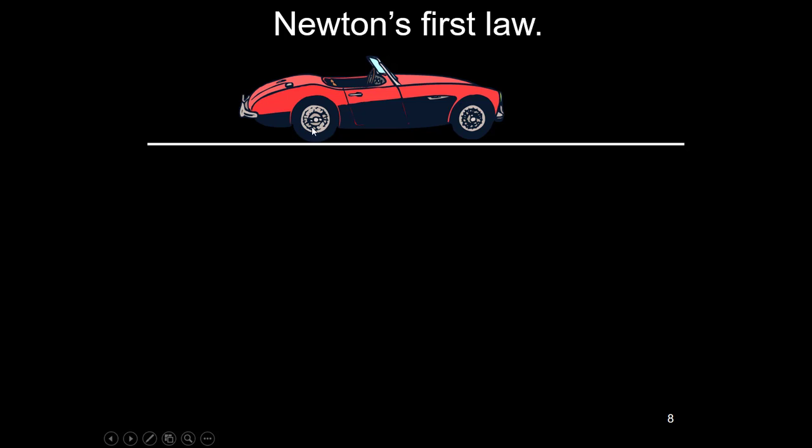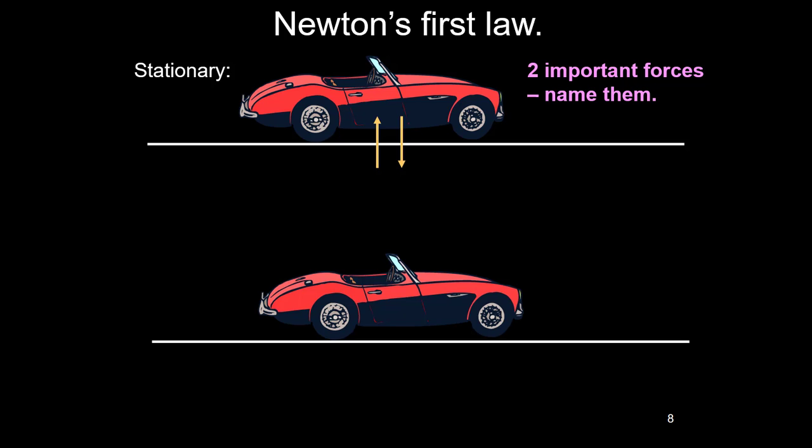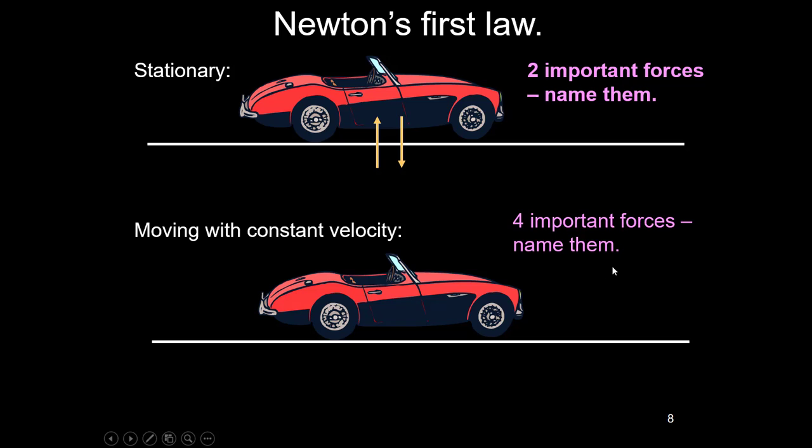So let's take the example of a car. If the car is stationary, 2 important forces are working on it, and you can try to name them here. Ask yourself, does the car have mass? Yes, so it will have a force due to gravity. Is the car touching a surface? Yes, so there will be a normal force. What if the car is moving at a constant velocity? Then 4 important forces are acting in this situation.